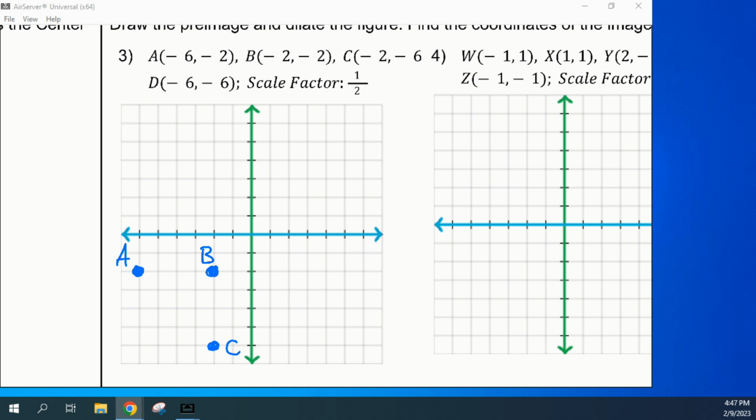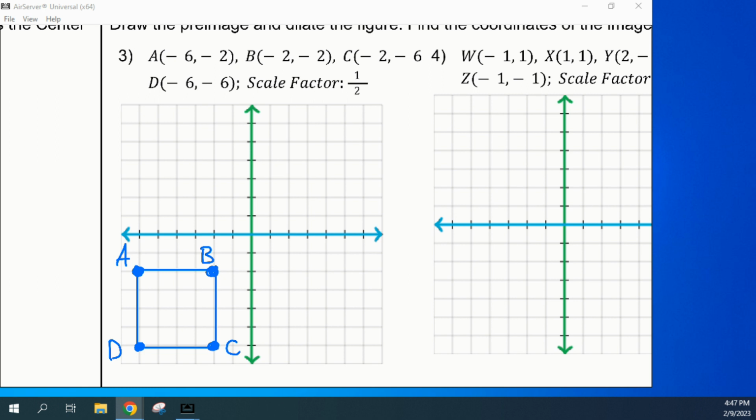And D is at -6, -6. So we have, it looks like, a 4 by 4. So this is a square. Okay, this is a square. Go ahead, connect your dots. All right, make your best square that you got there. I missed a little bit there. Okay, that'll work.